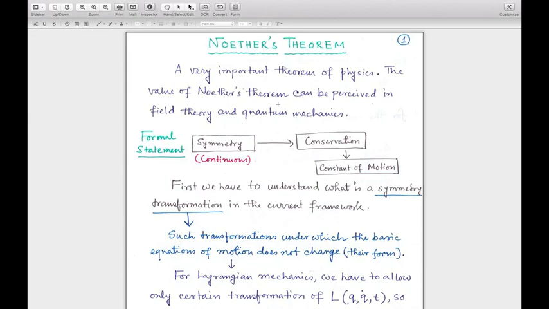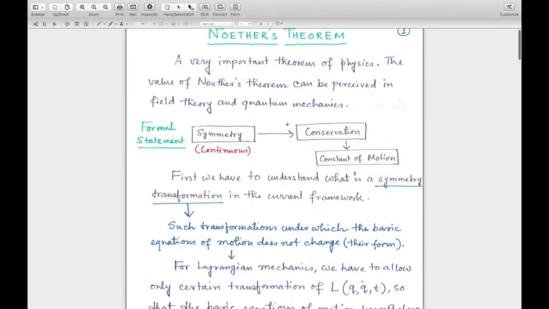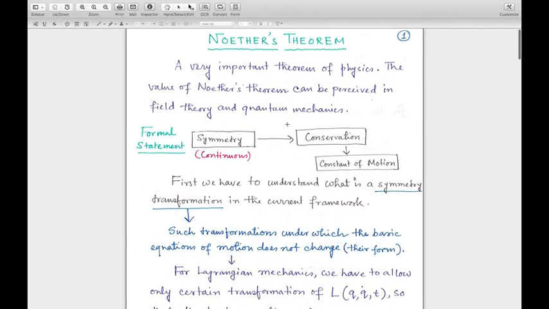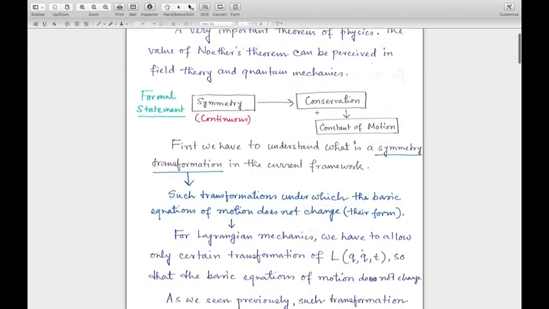The theorem's real value can only be perceived when you do field theory or quantum mechanics. Here it is a very interesting theorem. You will see a very elegant theorem, but the real importance can only be perceived when you do things like quantum field theory, even classical field theory, okay, and quantum mechanics, this type of thing.